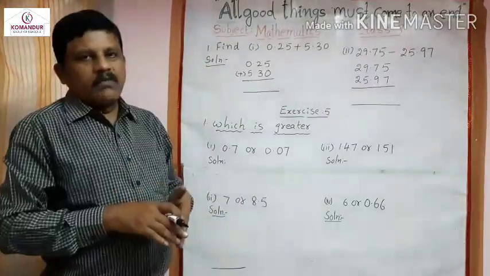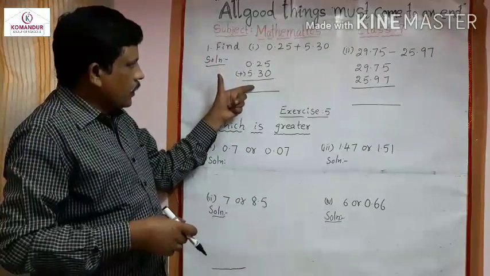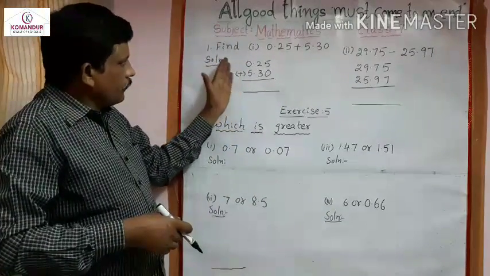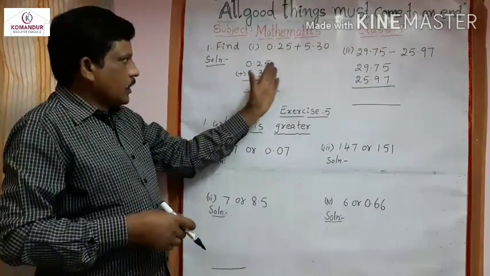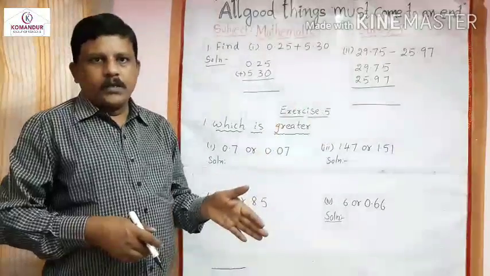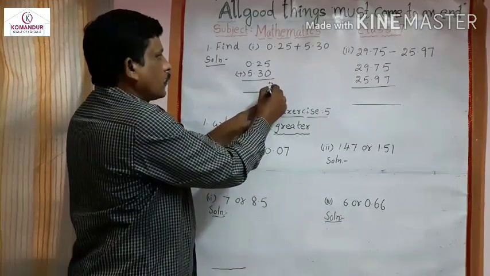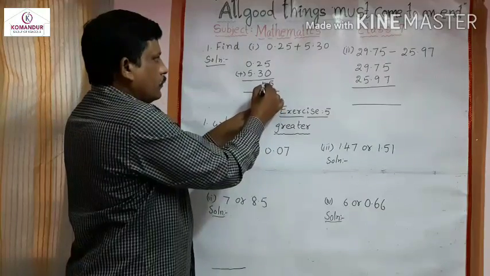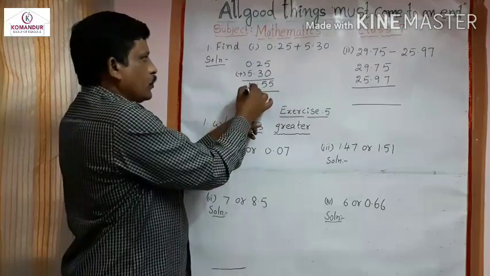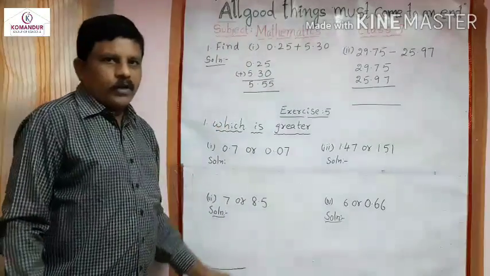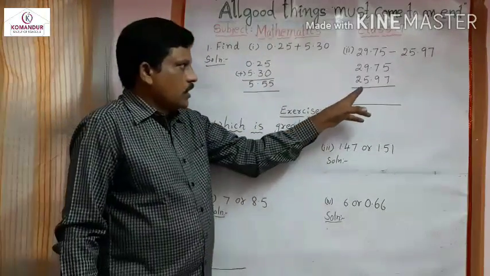Suppose three numbers are given, we will arrange three numbers also like this only. All decimal points here, then the integral part numbers you arrange on this side and the decimal part numbers on that side. So 5 plus 0, 5. 2 plus 3, 5. Keep the decimal point as it is. 5 plus 0, 5. So what is the result? 5.55 is the answer.